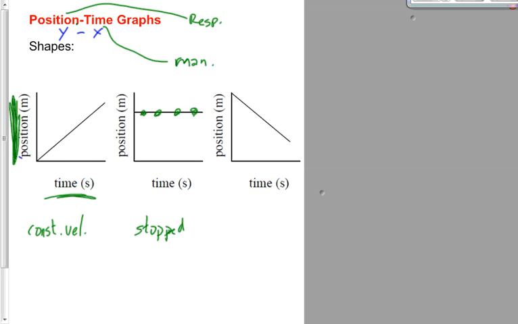Here's another one, also a straight line, but this time it's sloped downwards instead of upwards. No, close. That would be the first guess of a lot of people, I think.